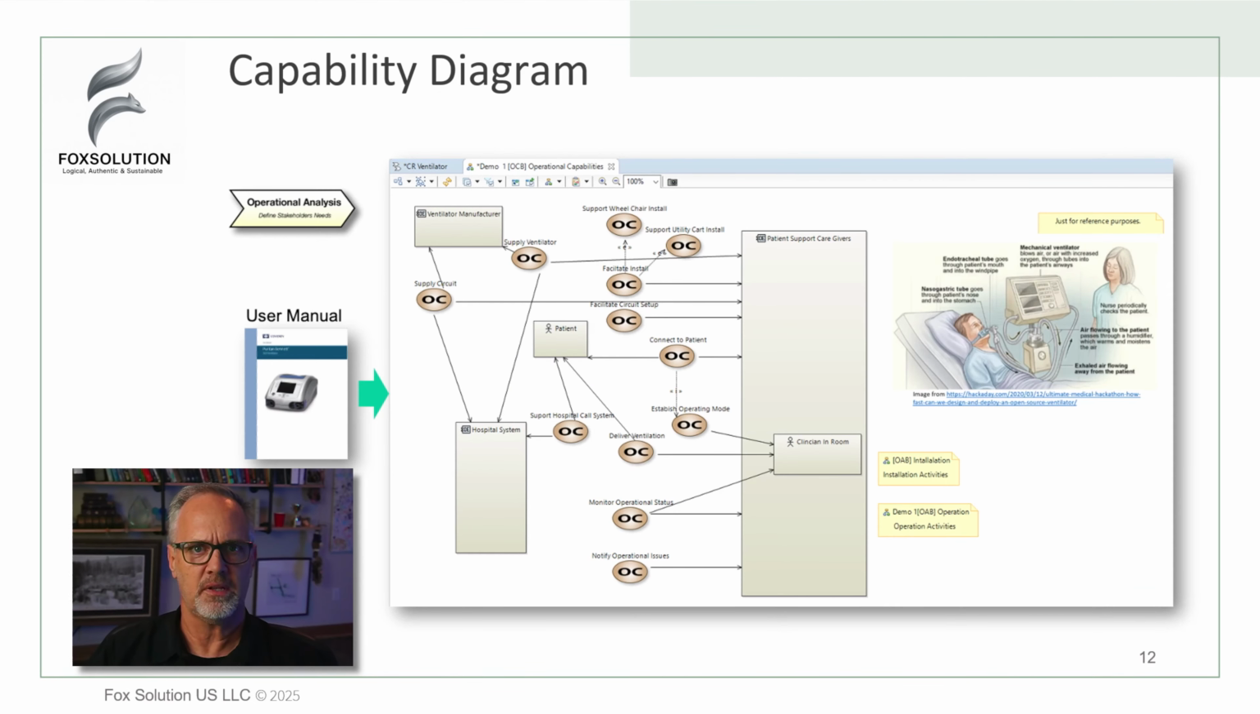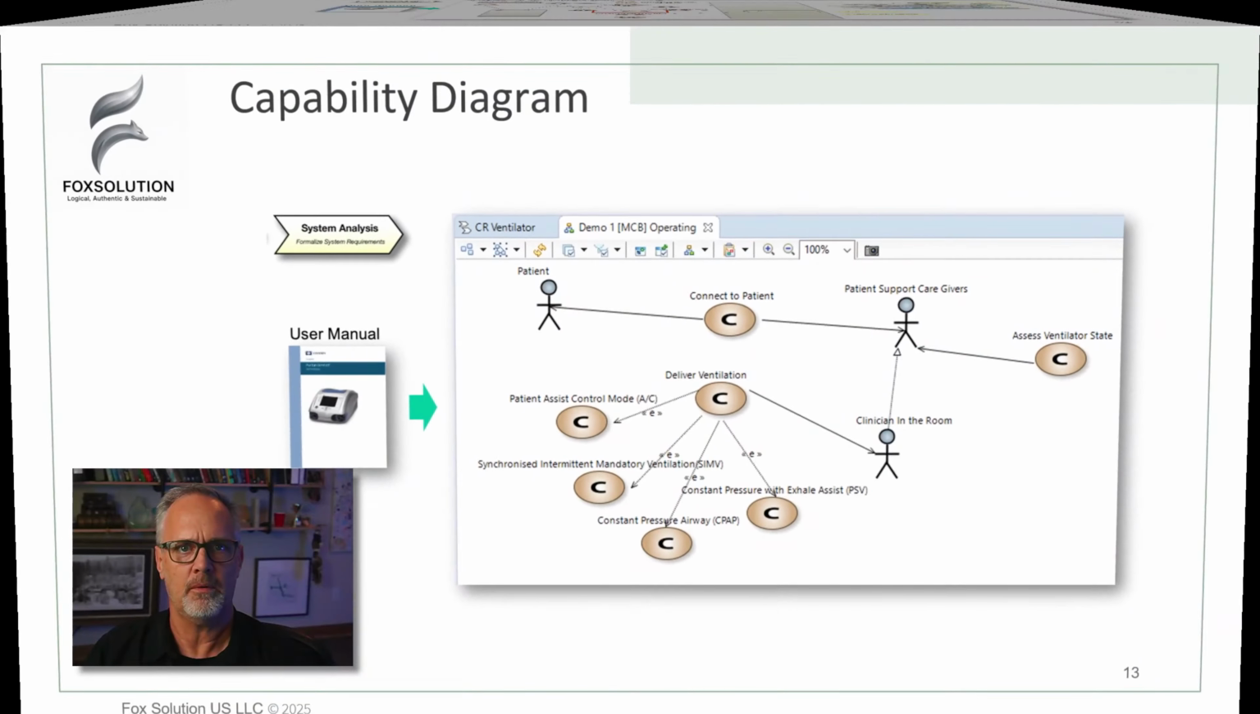So this capability diagram is the first aspect of that, where we're saying, in the design space, what are some of the things that we have to do? We have to connect to the patient. We have to deliver ventilation. We have to notify of operational issues, that kind of thing. In that case, we're going to take that capability, deliver ventilation, and break it down and fully define it.